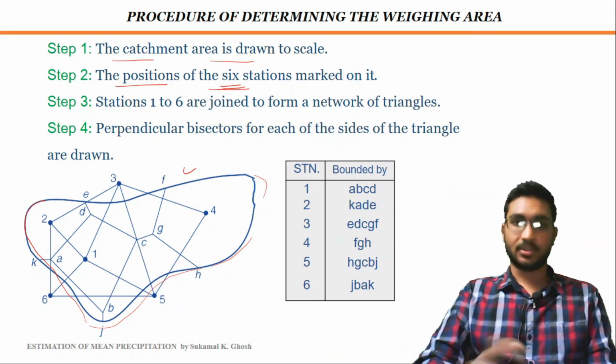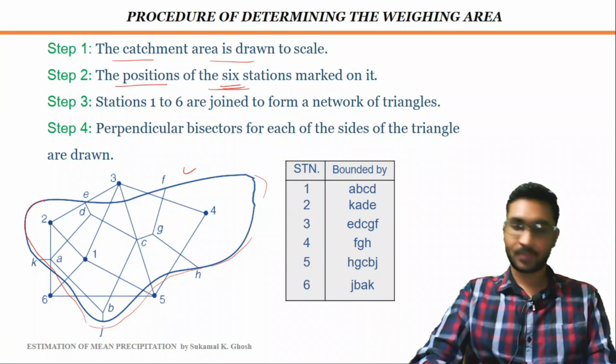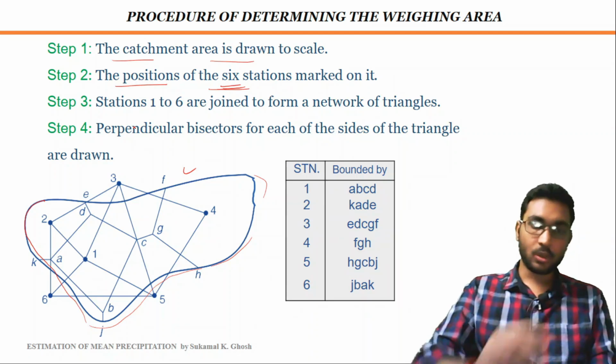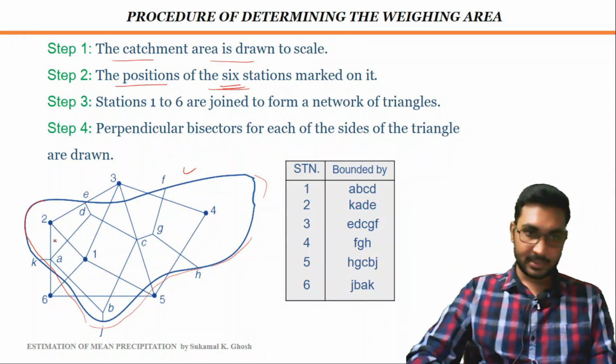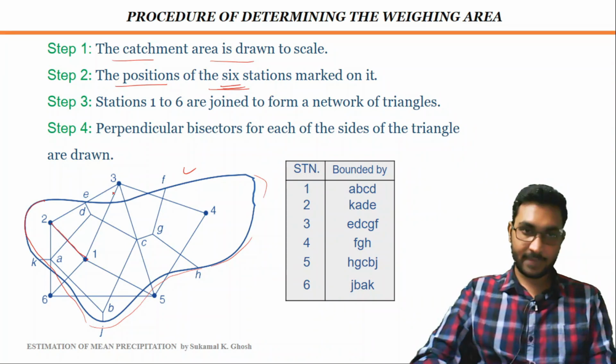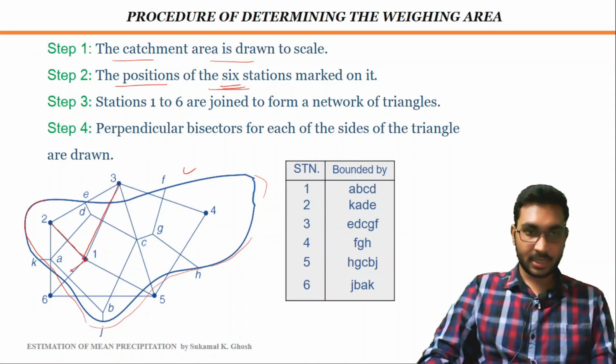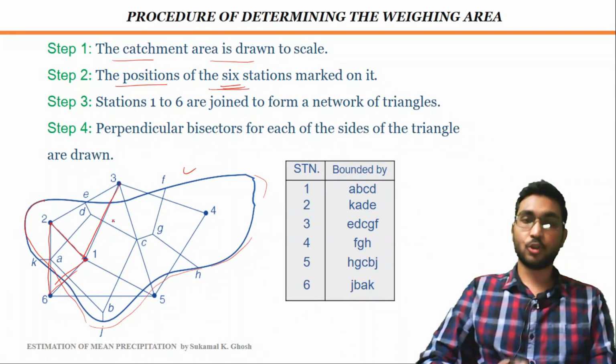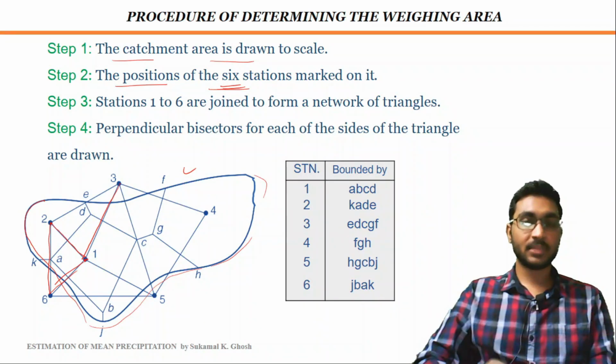Okay, now step 3, join all the rain gauge stations to form the network of triangles. Okay, we need to join all the rain gauge stations. See, this number 1 rain gauge station and this number 2 rain gauge station are joined by a line. In the same way, number 1 and number 3 are joined by a line. Now number 1 and number 6 are joined by a line. Now number 2 and number 6 are also joined by a line. In this way, we need to join all the rain gauge stations to form the network of triangles.